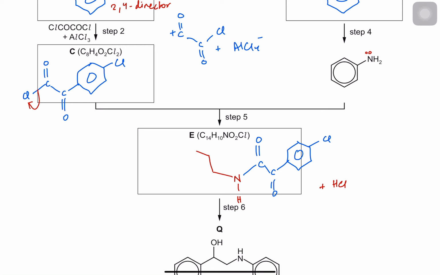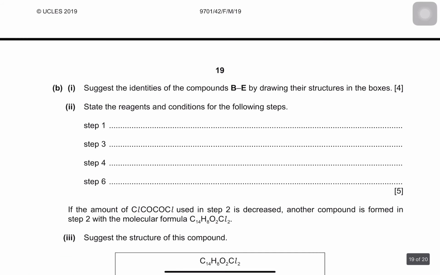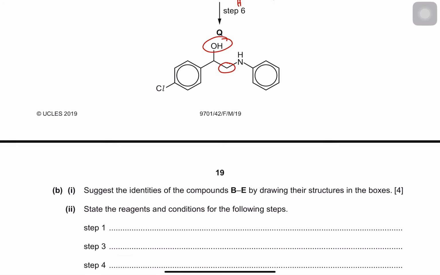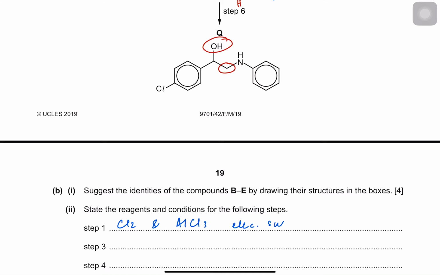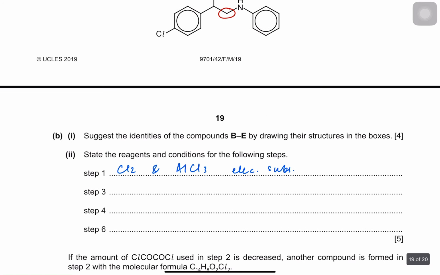And then what you are doing in step 6, you are making it an alcohol and you are removing this also. Probably a reduction is going on. In step 1, I am adding AlCl3 for sure and chlorine. That is called electrophilic substitution. In step 3, what am I doing? I'm adding NO2. So that is concentrated nitric acid and sulfuric acid.